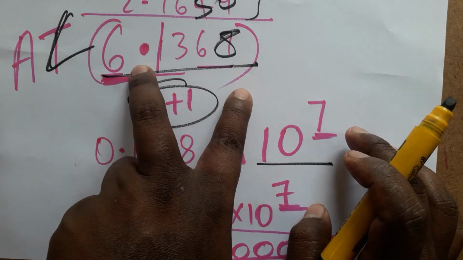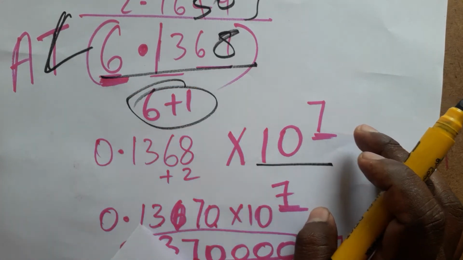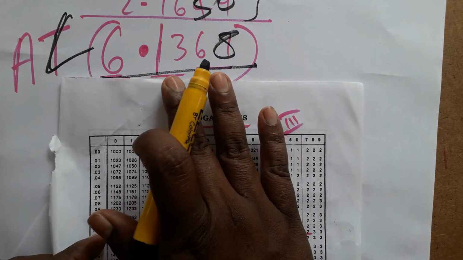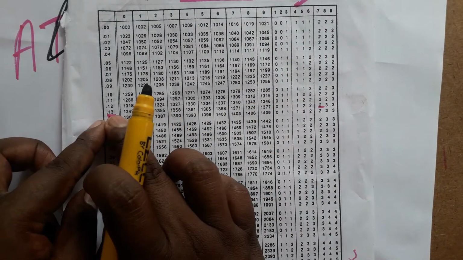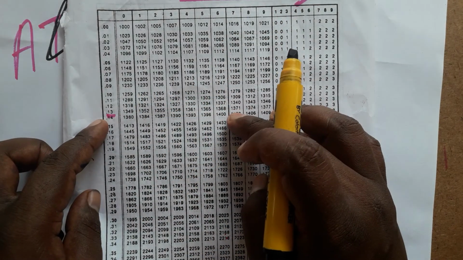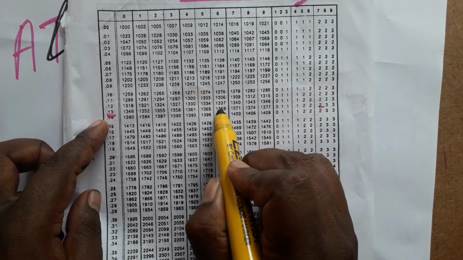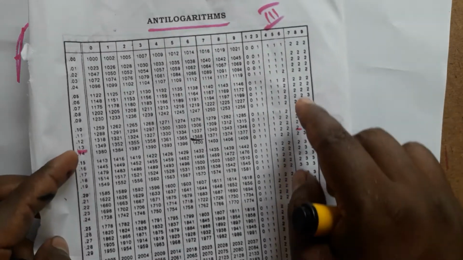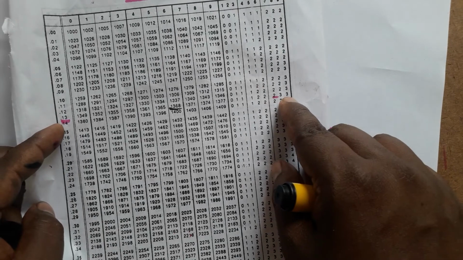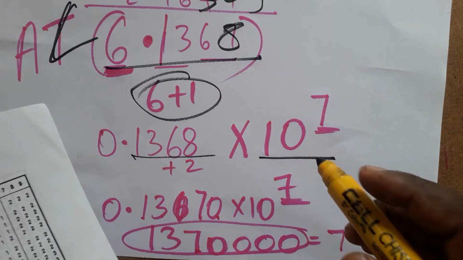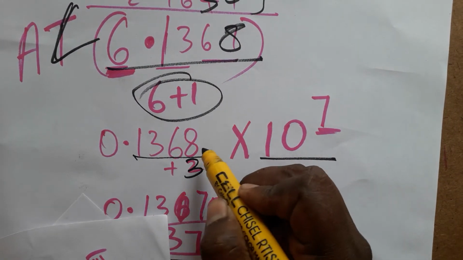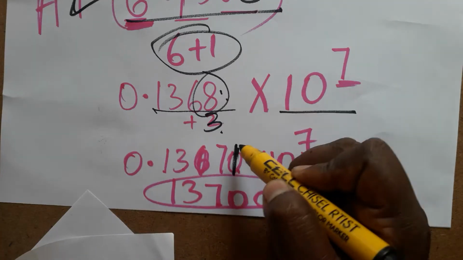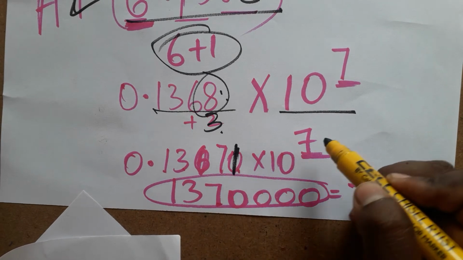Now I am going to look at the anti-log value of 1368. We have to look at the anti-log table. This is the anti-log table, 1368. So 13 is here, 6 is here, and I get this answer. Again we have 8 here, so 8 in this column gives us 3. Always add the third column in the last decimal. So this addition gives us 0.1371 into 10 to the power 7.